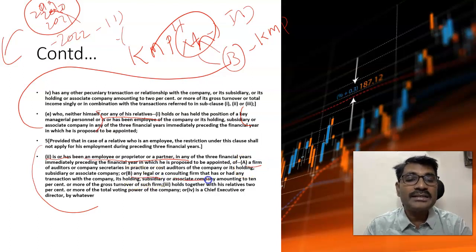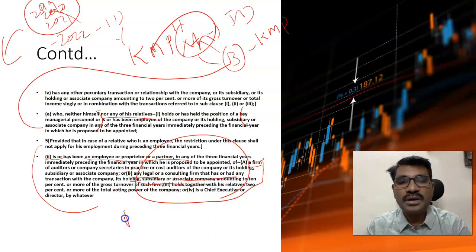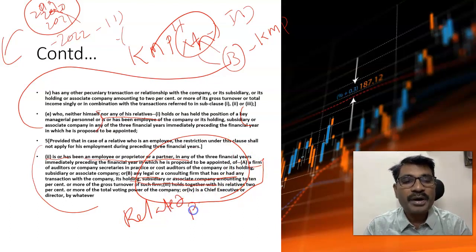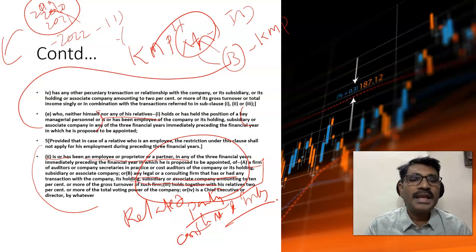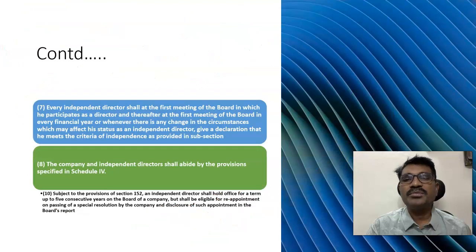Then any legal or consulting firm or transaction. So basically this comes under a broader terminology: one is called related party, the other is called conflict of interest. Where you find people having a conflict of interest, or related parties with the company, having directly or indirectly some pecuniary relationships or some control over the management of the company, they are prohibited and disqualified from becoming independent directors of the companies.